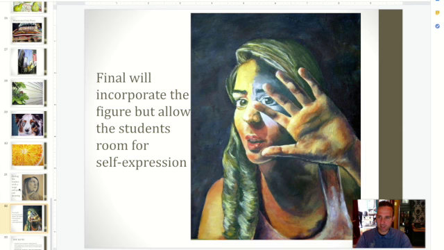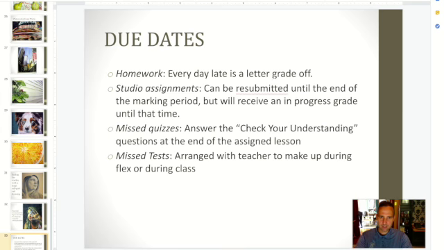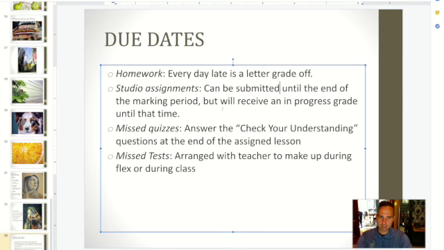And they have a lot of say in what they get to do. Due dates and things are the same as they ever were. Let's correct that. Homework, every day late is a letter grade off. In class studios, they can resubmit as many times as they'd like. Missed quizzes and missed tests, they'll need to see me, but most of that is online at this point. And so at any point they could go on and take care of those.